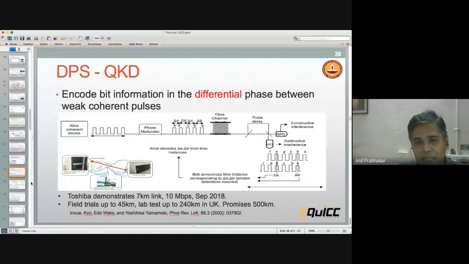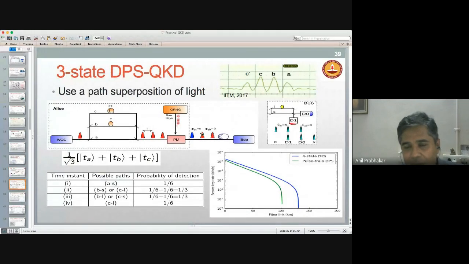What is the time constant over which polarization will fluctuate? What is the time constant over which phase will fluctuate? These kind of time constants become important. We extended that to do what is called three-state DPS QKD. And you can see out here that we have allowed the photon to go into a superposition of 3 states. And then we apply a phase between 1 and 2 and 2 and 3.